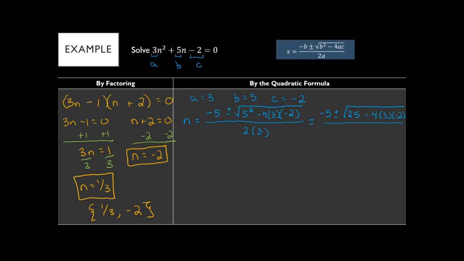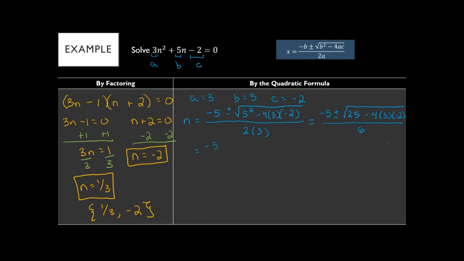And then usually in the same step, I will multiply in the denominator as well, because that's simple enough to do right there. 2 times 3 is 6. So next step, now we need to still simplify in the square root. We need to do the multiplication.